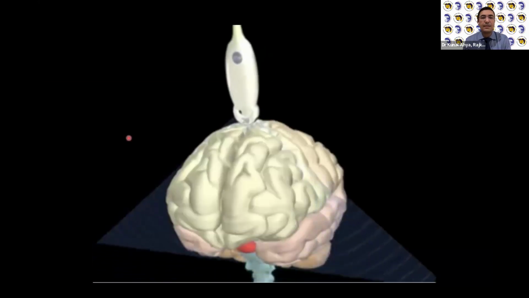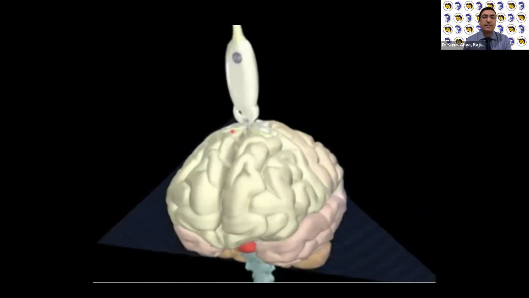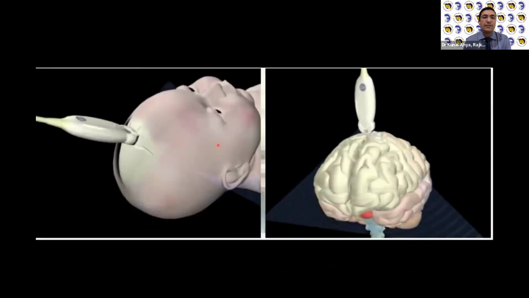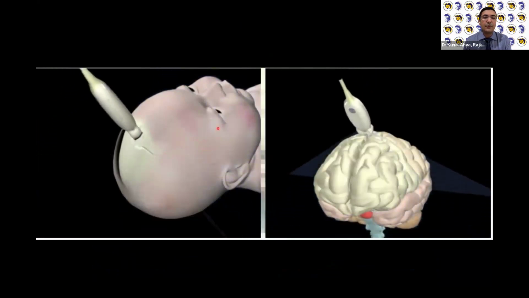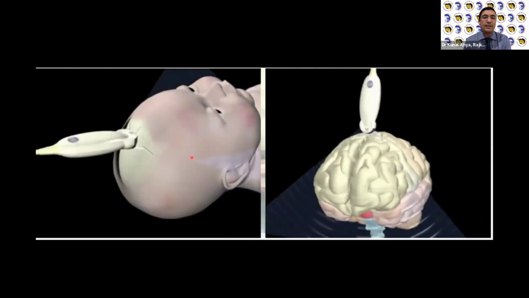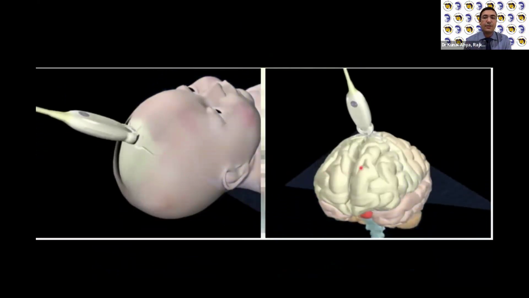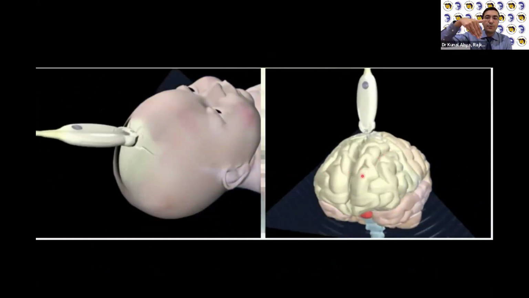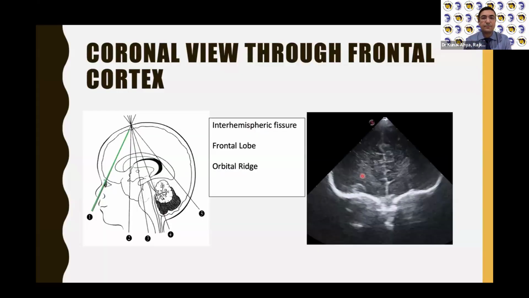anteriorly. So this is how you move your probe, from the anterior going all the way to the posterior. This is how your beams pass, and you will be able to see the structures. Here you keep your probe in the anterior fontanelle, and you sweep it from anterior to the posterior part, and one by one you record all the images. Again, on the actual brain, it will pass like this only.